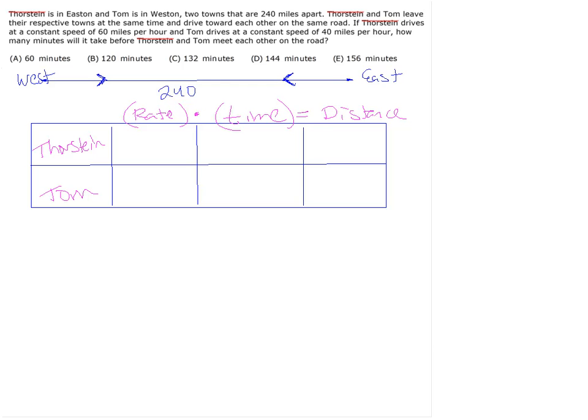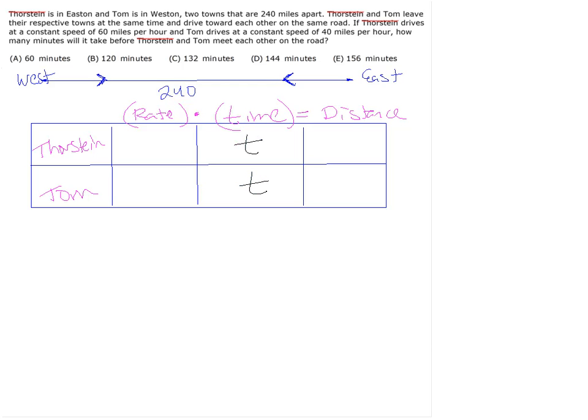So now it's really a matter of just plugging in intelligently. Let's think about it. It says they leave at the same time and drive towards each other. So in a converging rate question, their times are going to be the same. However long it takes them to meet is going to be the same for Thorstein and for Tom. It doesn't matter what the time is. So we can let both of their times be t.